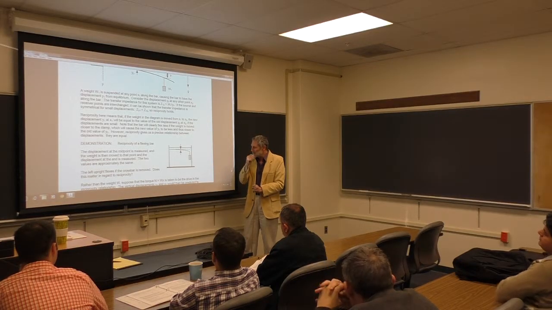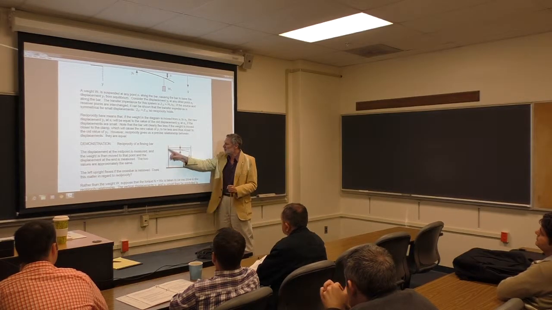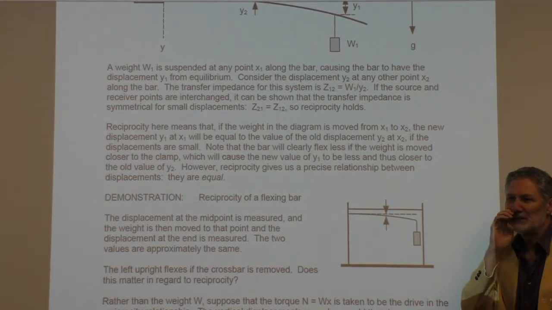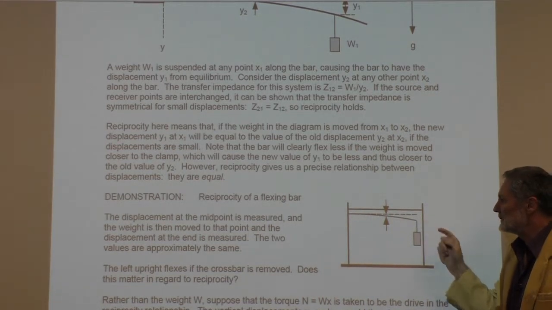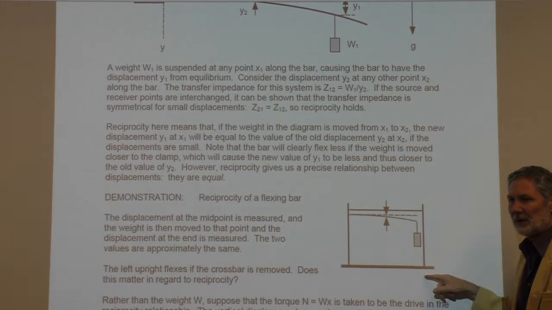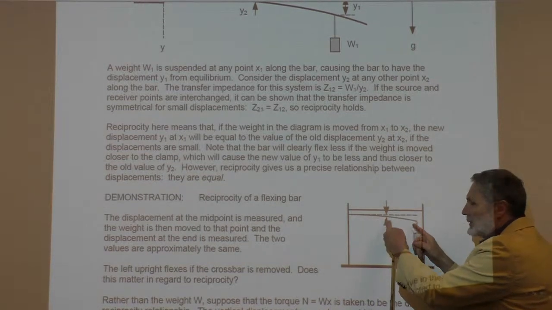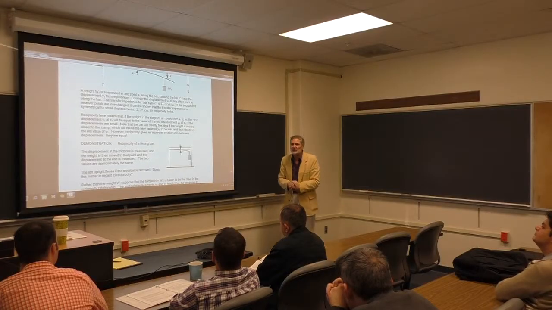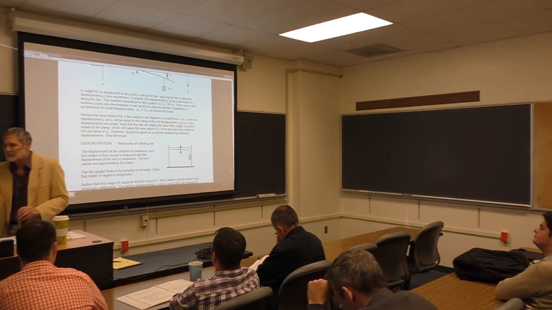My feeling right now is, it might be interesting to do the demonstration this way and then remove these and redo the demonstration where you can clearly see this flex. So when you apply the weight, you're going to get a greater displacement without this, right? But when you do the reciprocal situation, when you move the weight over here, it's also going to be greater, and they should cancel out. Reciprocity should still hold, as long as everything's linear.